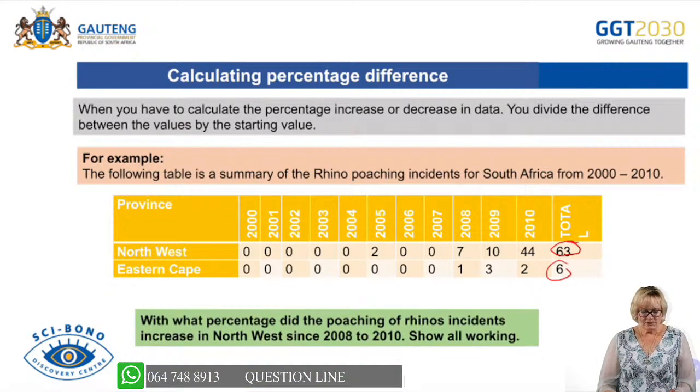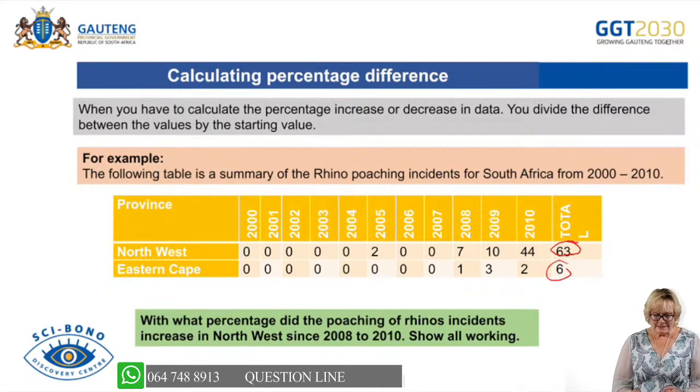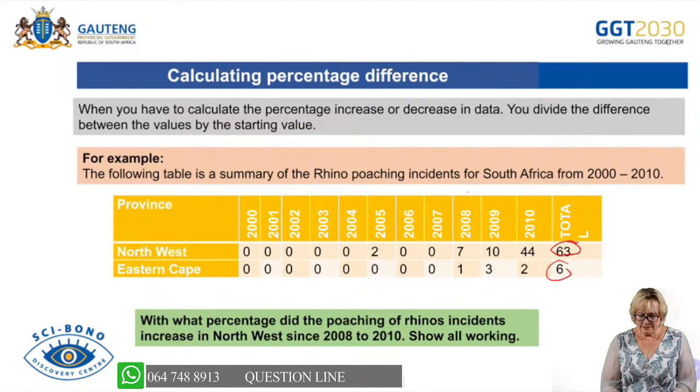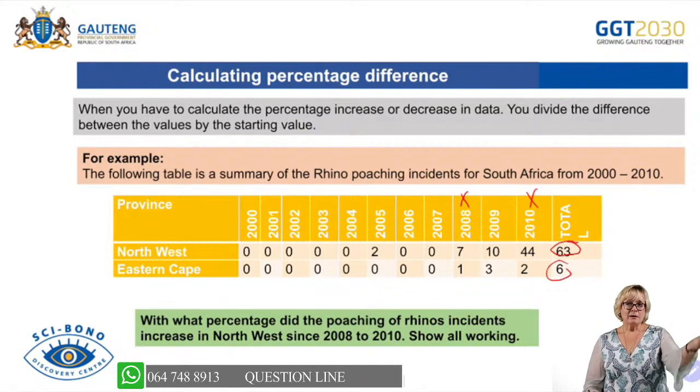With what percentage did the poaching of rhino incidents increase in Northwest from 2008 to 2010? Show all working. All right, now let's listen. Let's look at this question. With what percentage did the poaching of the rhinos increase in Northwest from 2008, so it's from this year to that year? That's what they want to know from us. They're not asking you how many rhinos were poached. They're asking you by how much percent did it increase. All right, so do you hear the difference?